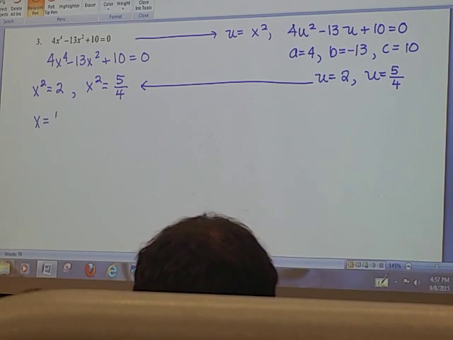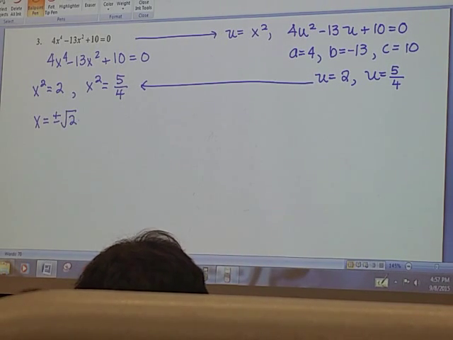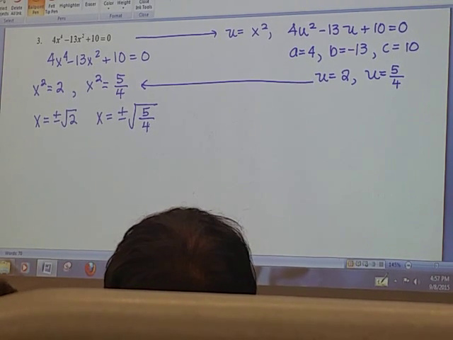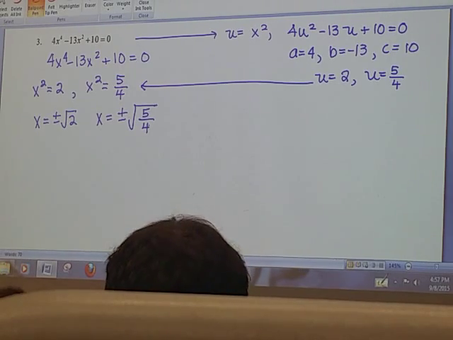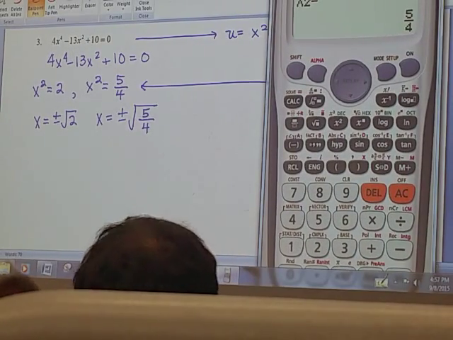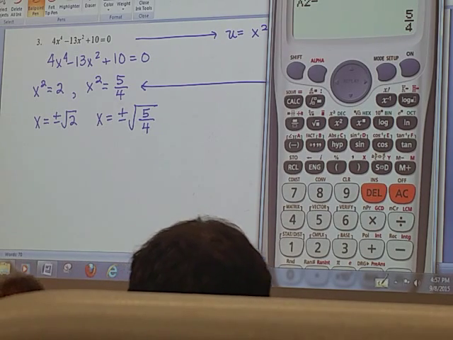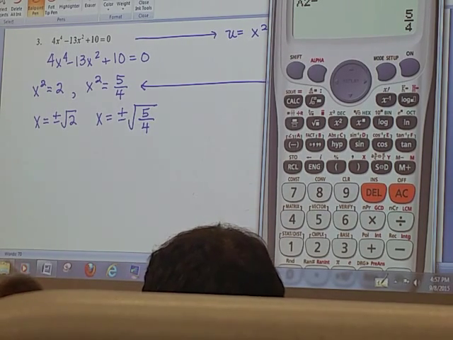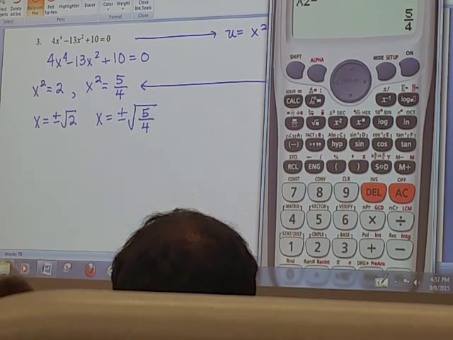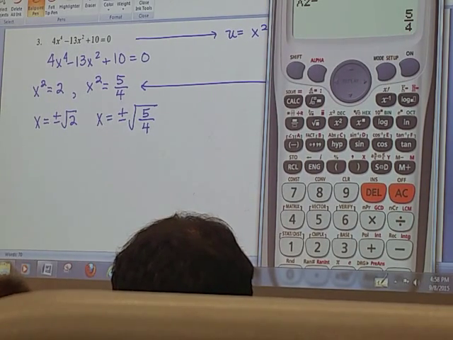So that's x is plus or minus the square root of 2, and x is plus or minus the square root of 5/4. Square root of 2, square root of 5 over 4. If you're not sure ever, whatever you get here, you can just type it in your Casio to simplify it. In other words, I don't need another step in here. I don't care what these are. Don't think ahead. Whatever that is, it could be any kind of weird number.